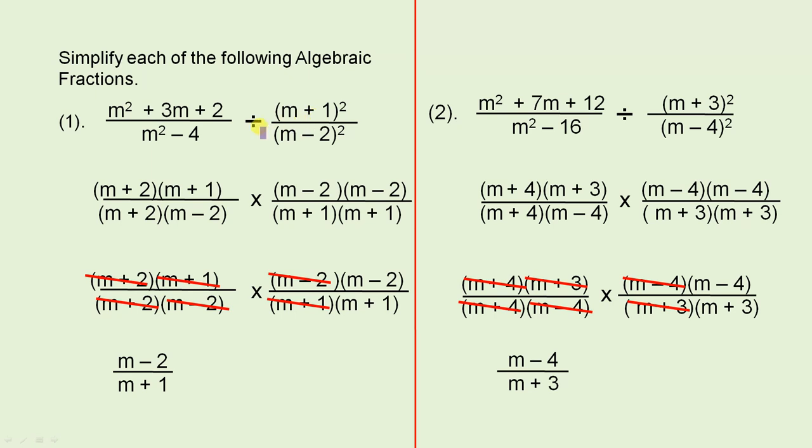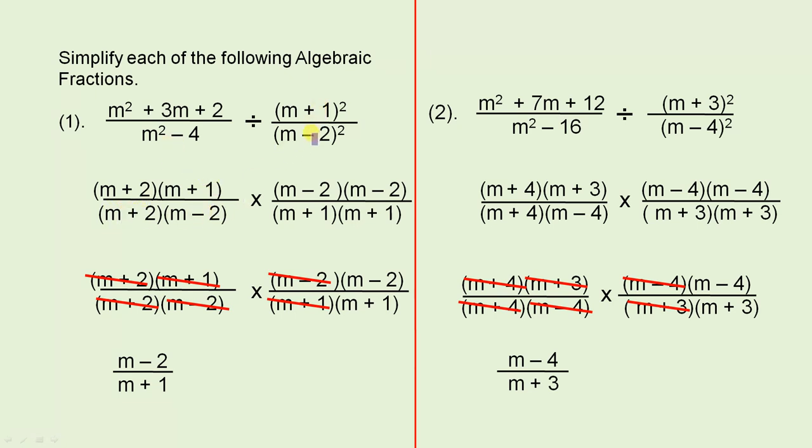Now the rule is when division takes place, you turn this fraction upside down and you multiply. So that's exactly what we've done. And we've also factorised to save time. So m squared plus 3m plus 2, we have that here. m squared minus 4 is there.